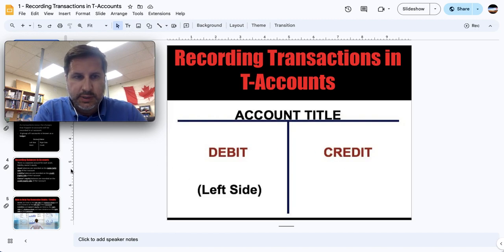Now here are some rules you need to know. We have 3 major transactions that we are using in this course right now, or account types.